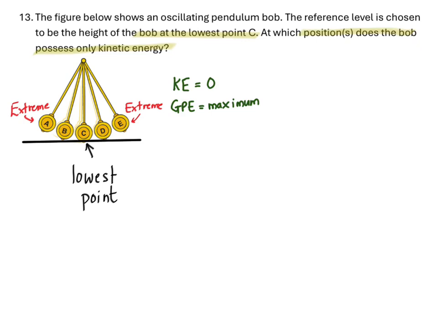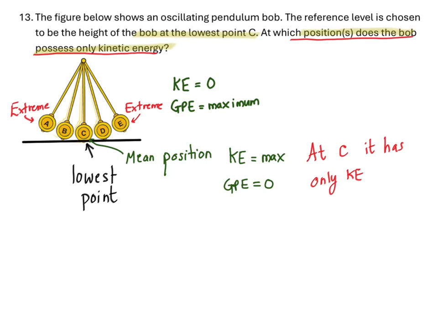So at the extremes, that is at point A and at point E, it will have maximum GPE and the kinetic energy will be 0. But at point C, it's at the mean position, and at the mean position it will move with maximum speed, so its kinetic energy will be maximum. But it is at the lowest point, so the height is equal to 0, which means gravitational potential energy will be equal to 0. So for the answer, we will write that at point C, it has only kinetic energy, because at point C, its GPE is equal to 0.